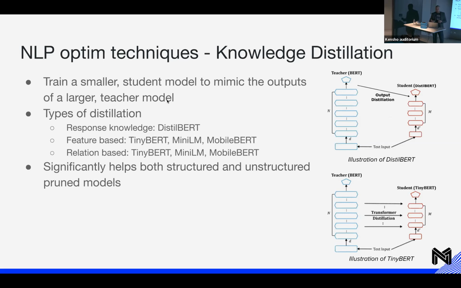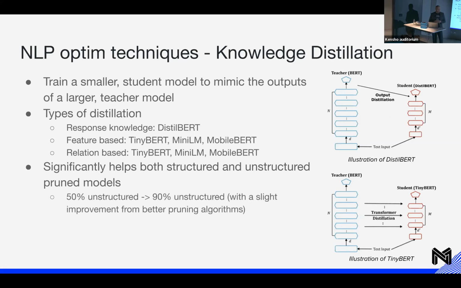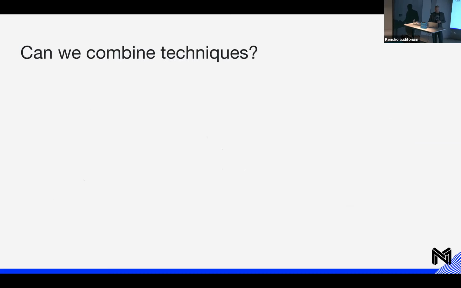One big note on this is that it significantly helps both structured and unstructured pruned models. And looking at that 50% that we were talking about earlier, using distillation and with some better pruning algorithms, we can go from 50% unstructured all the way up to 90% unstructured in terms of sparsity. So we can get rid of 90% of the network and still recover to within 99% of the accuracy. So neural networks, very redundant.